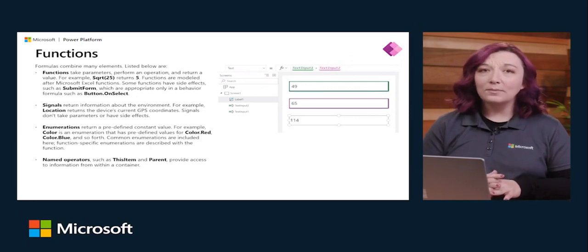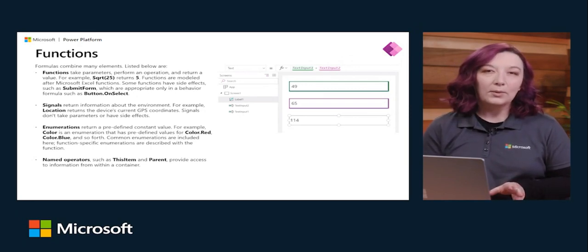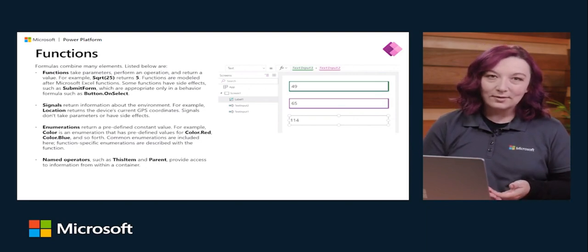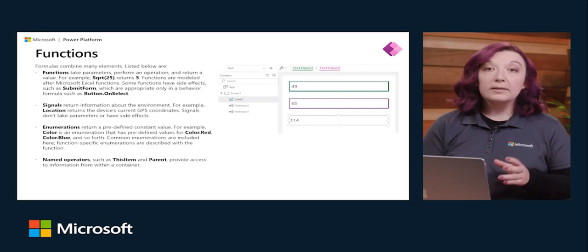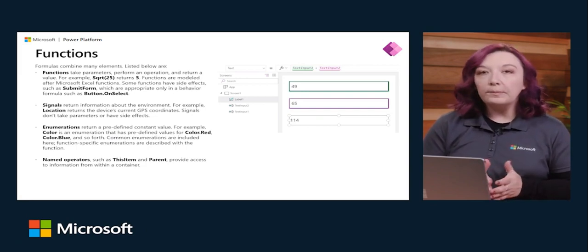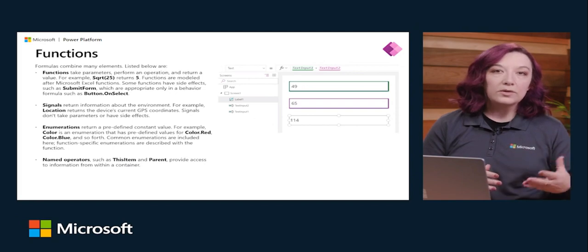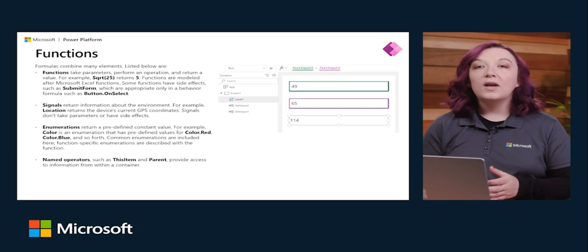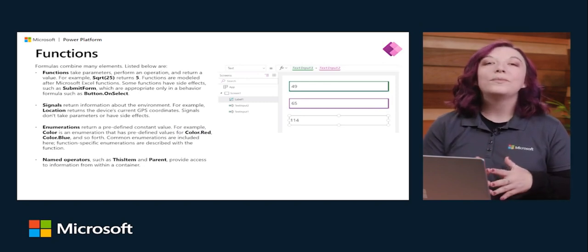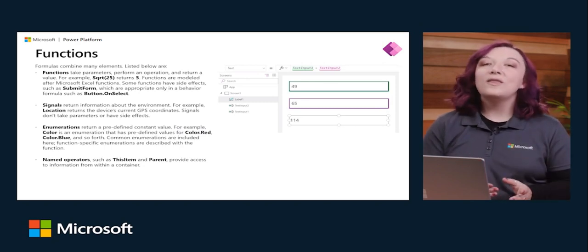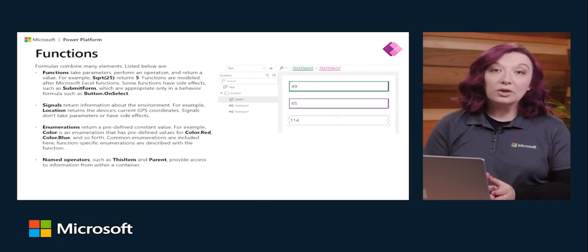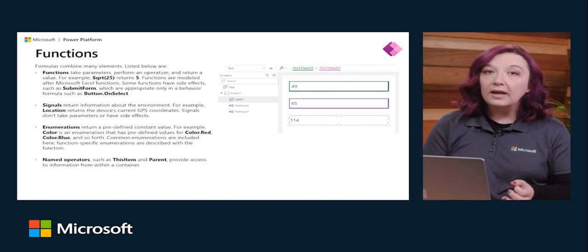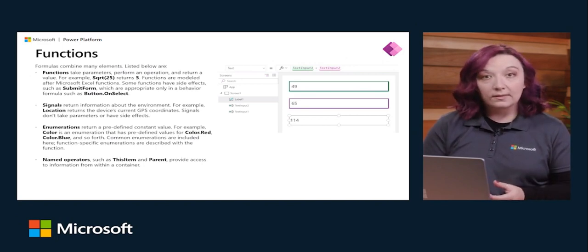You don't have to take the time to learn any complicated code, but you will want to spend some time learning the logic of the functions. You'll also have some functions like submit form, which won't do very much unless you have the corresponding behavior formula, such as button on select. The combination of these two means that when a user selects the button, then the form will be submitted. Similarly, you can utilize the signals function for a very specific purpose, like finding the location of a device.